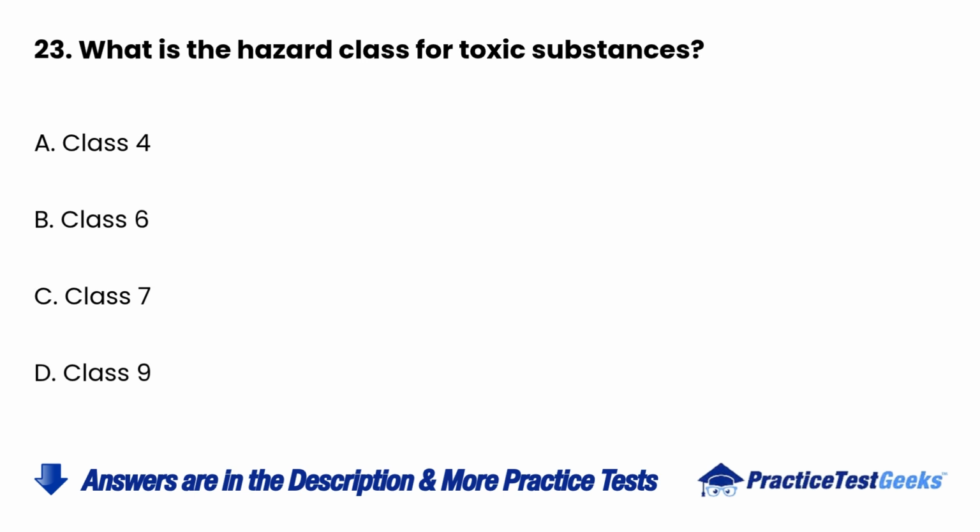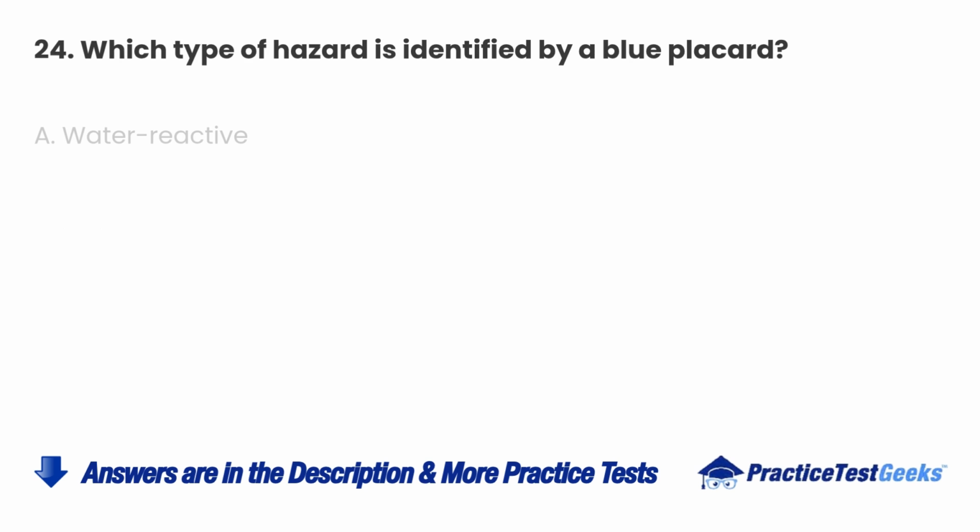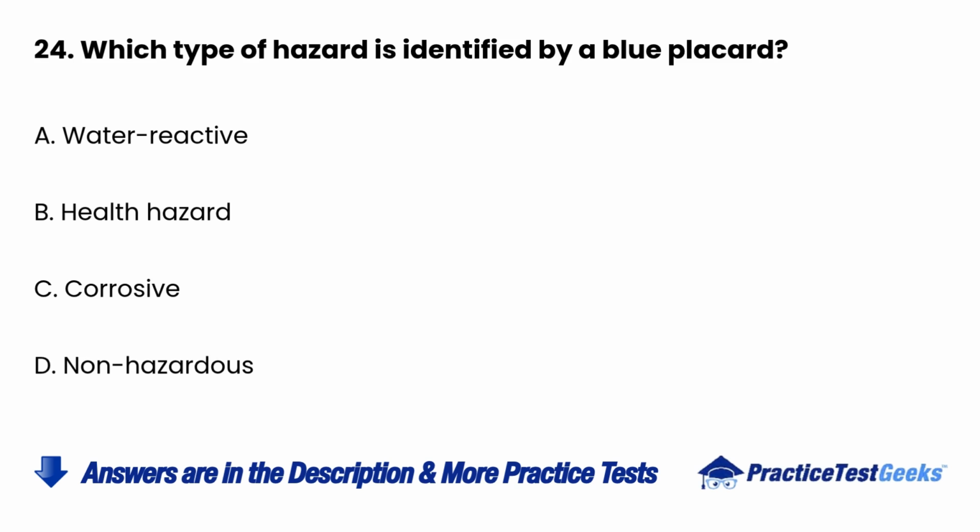23. What is the hazard class for toxic substances? A. Class 4. B. Class 6. C. Class 7. D. Class 9. 24. Which type of hazard is identified by a blue placard? A. Water reactive. B. Health hazard. C. Corrosive. D. Non-hazardous.